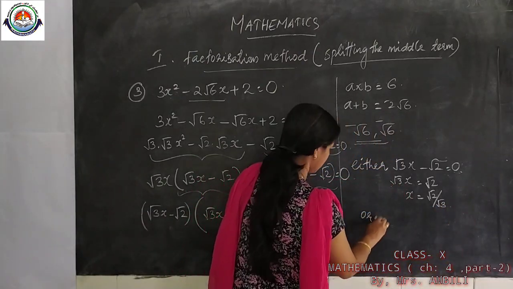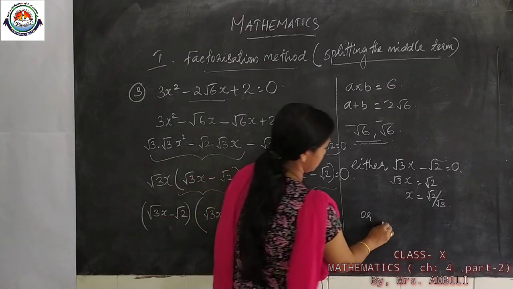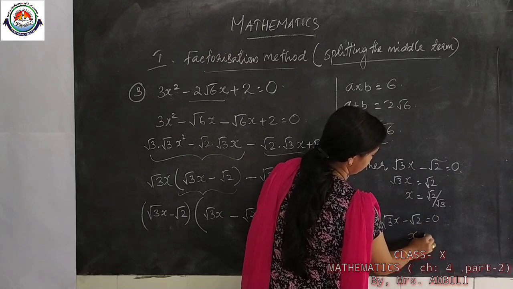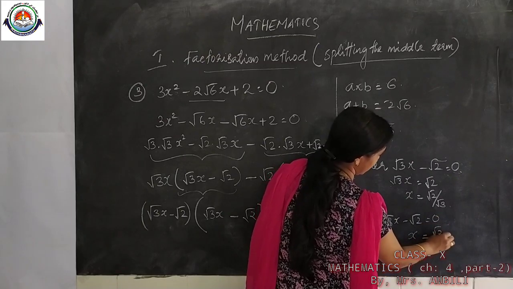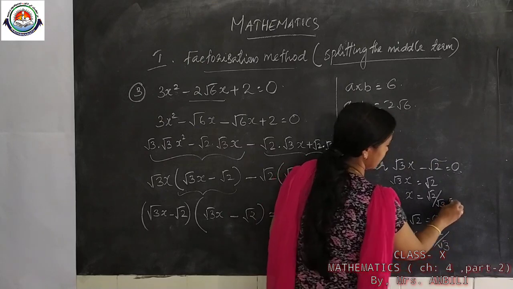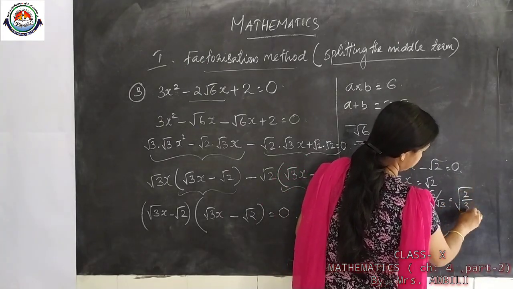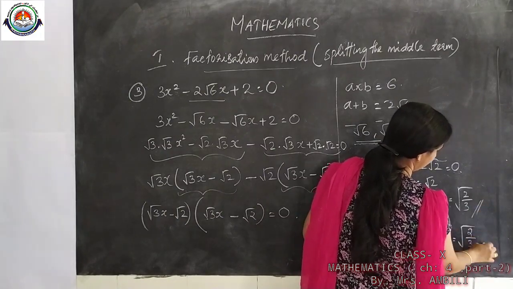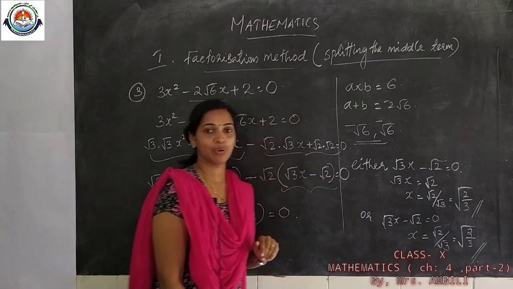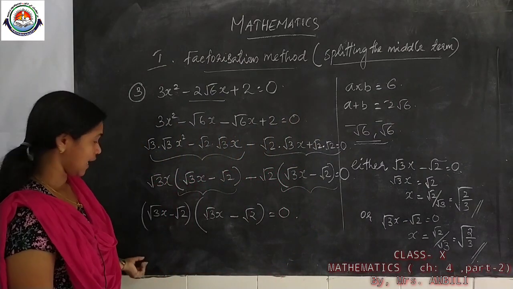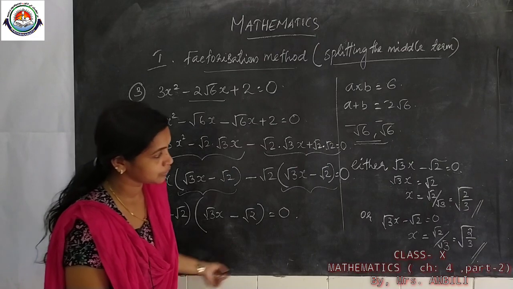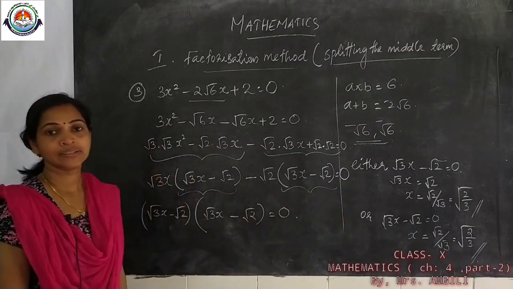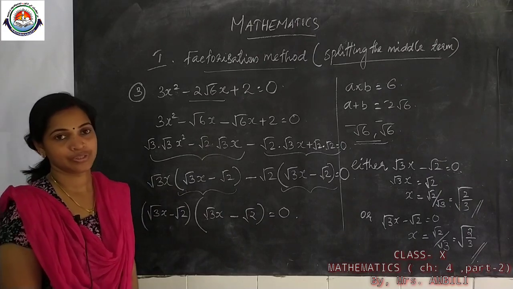Or the other factor, root 3x minus root 2 equal to 0. Same value you will get, x equal to root 2 by root 3. This we can write root of 2 by 3. Now what we got? Two same roots we got. Hence x equal to root of 2 by 3 and x equal to root of 2 by 3 are the solutions or roots of the given equation.